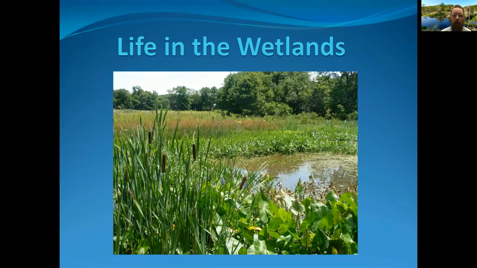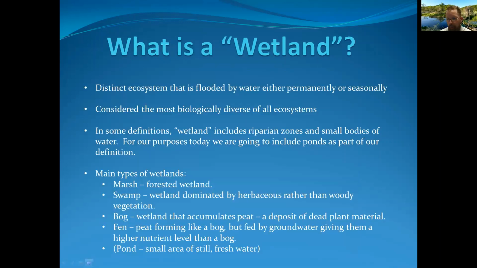And today we're going to talk about wetlands. We're going to take a look at wetlands, some of the services that they provide, and some of the plants and animals that live in the wetlands. So when we talk about wetlands, what are we talking about? Well, a wetland is defined as a distinct ecosystem that's flooded by water, either permanently or seasonally. And they are considered to be one of the most biologically diverse of all ecosystems.